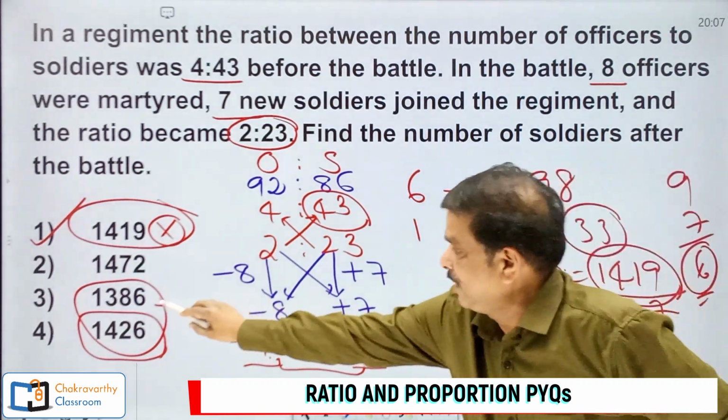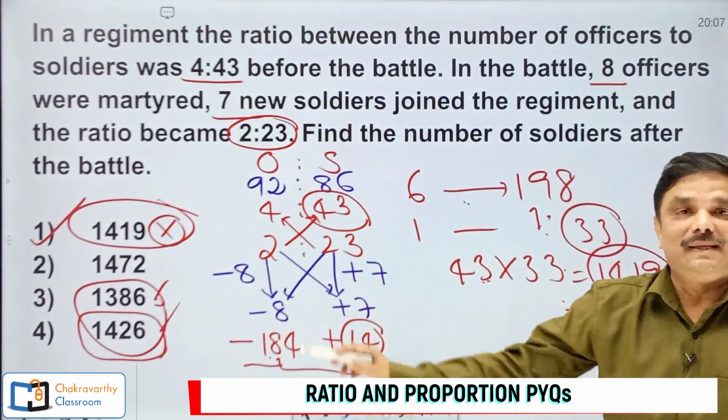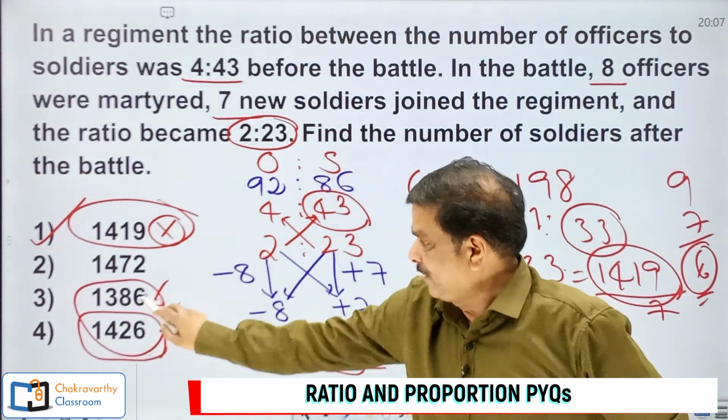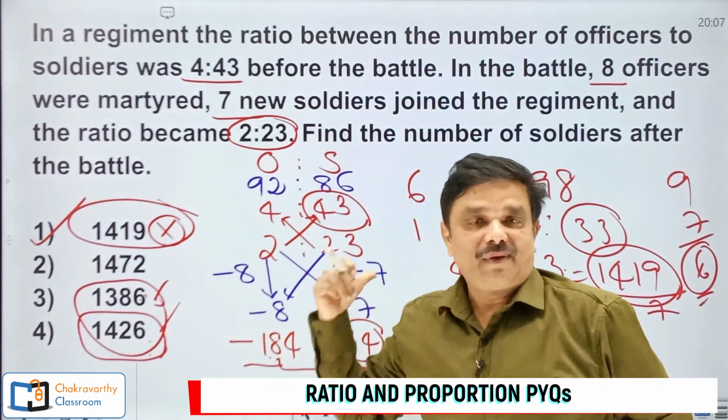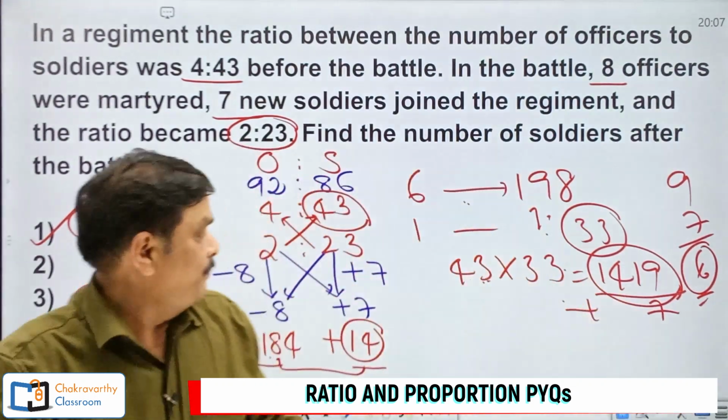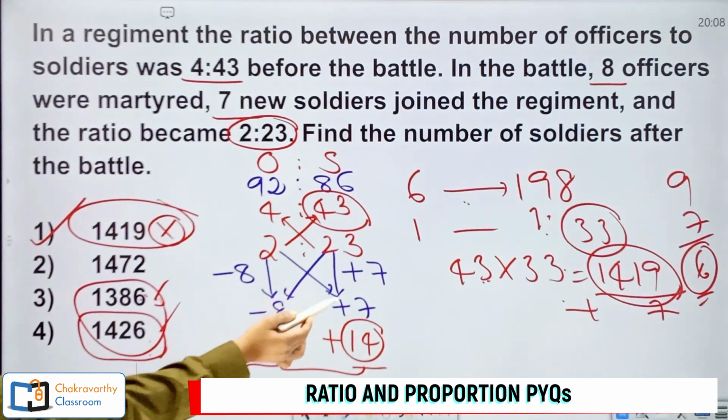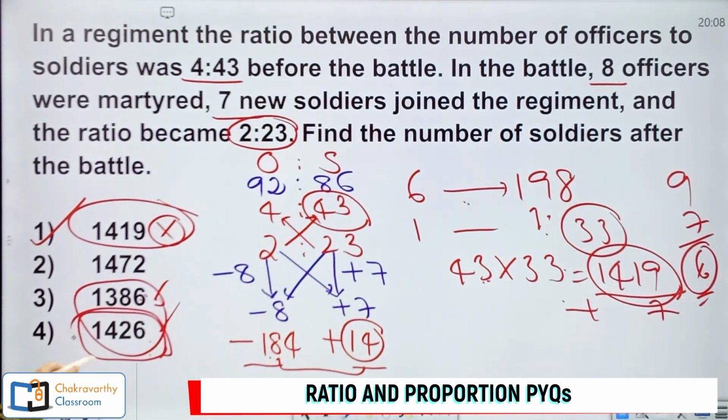But here, 2 units place are there. 6 is present in 2 options. That's the reason why I cannot go for this shortcut. So simply my answer is 1426, the final answer. This is the one. Fourth option is the right one. Hope this is clear for all of you.